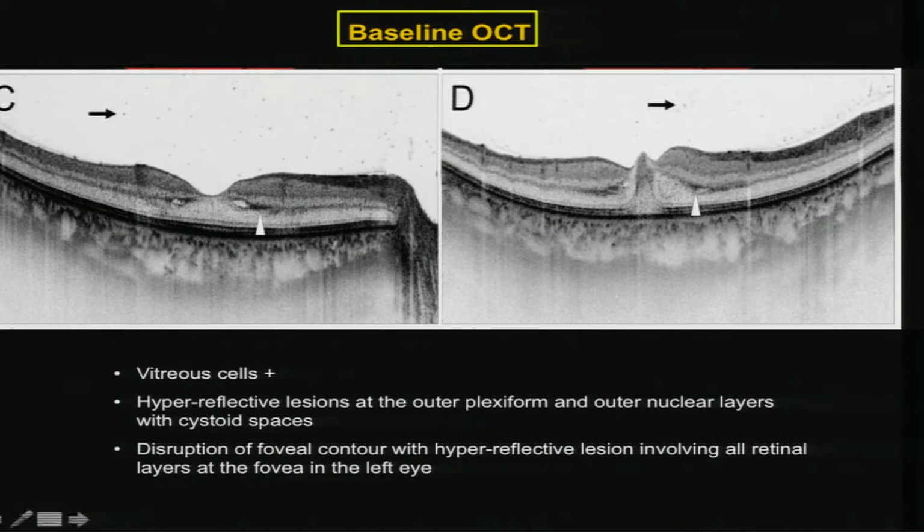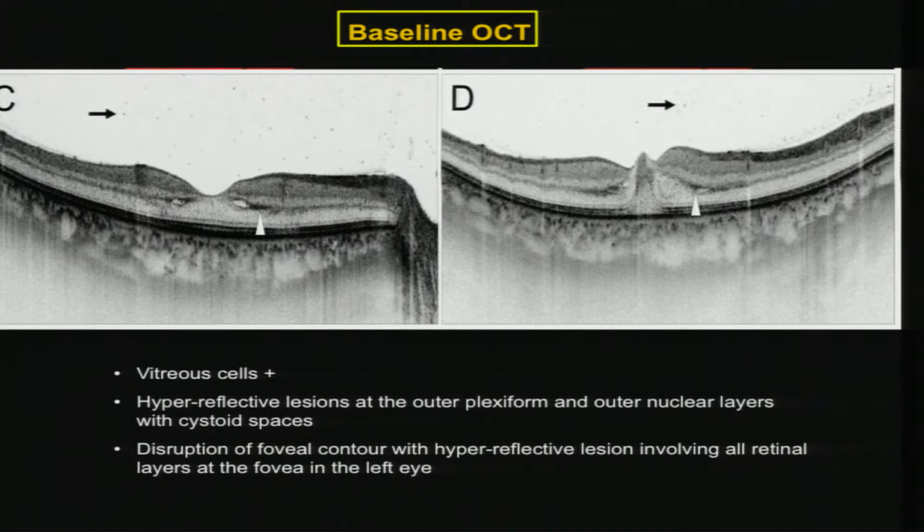We do the OCT. OCT actually showed vitreous cells better than what we could appreciate clinically. There were hyperreflective lesions in the outer plexiform and outer nuclear layers, and we could see cystoid spaces. There was also disruption of the foveal contour here, like foveolitis, with hyperreflective lesions involving all retinal layers at the fovea. So what do you think this patient has?